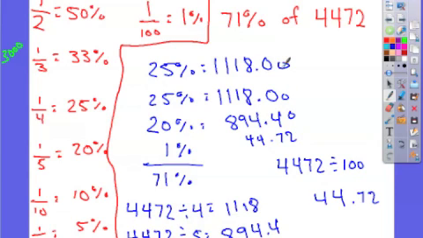So now I just need to add these all together and see what it ends up being. So I've got 1,118 twice, and then I've got 894 and 4/10 or 40 hundredths, and then I've also got 44.72, and my final answer, after I added all those together and got my 71%, is 3,175 and 12 hundredths.